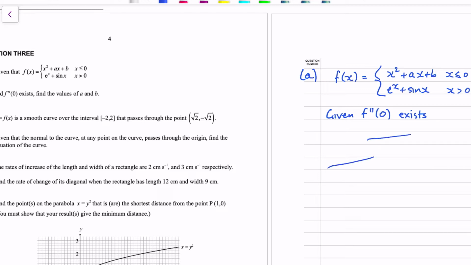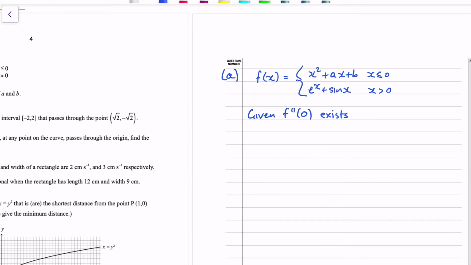Because if you have a curve that's like that at the origin, so this is x equals 0, and there's a gap, then it doesn't have a slope because it's not differentiable. And for it to be differentiable twice, its first derivative must be continuous. Okay, so we start off looking at what f dash of x looks like. If we want to find the derivative of it, we just differentiate both of the terms. So we get 2x plus a for the left-hand side. The parabola differentiates to a line, and we get e to the x plus cos x for x greater than 0.